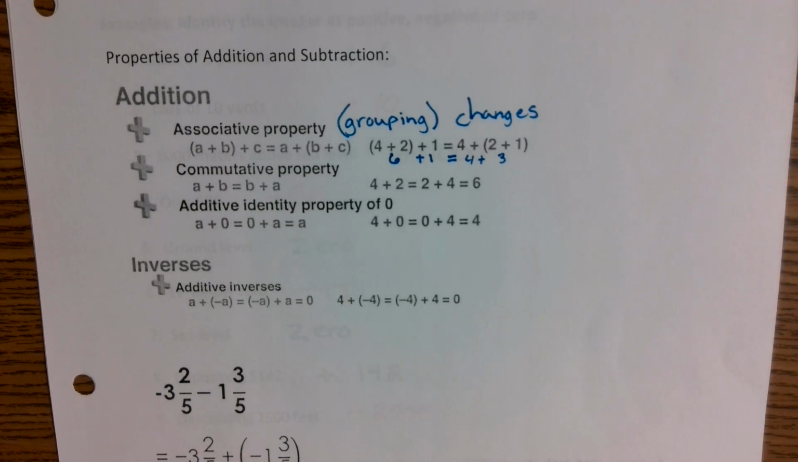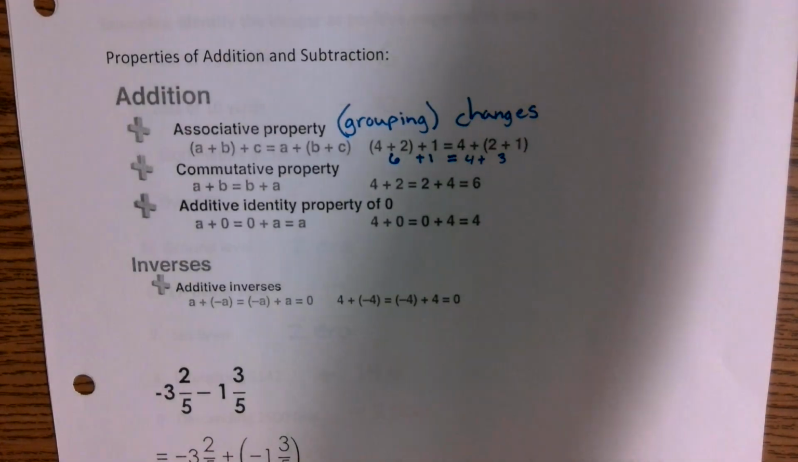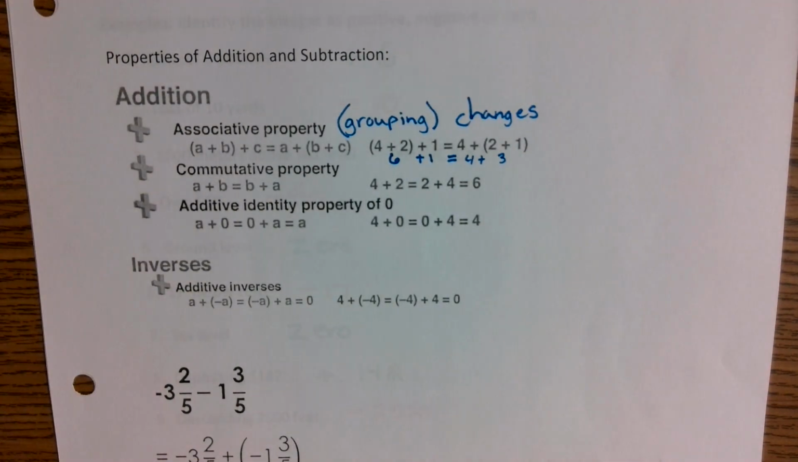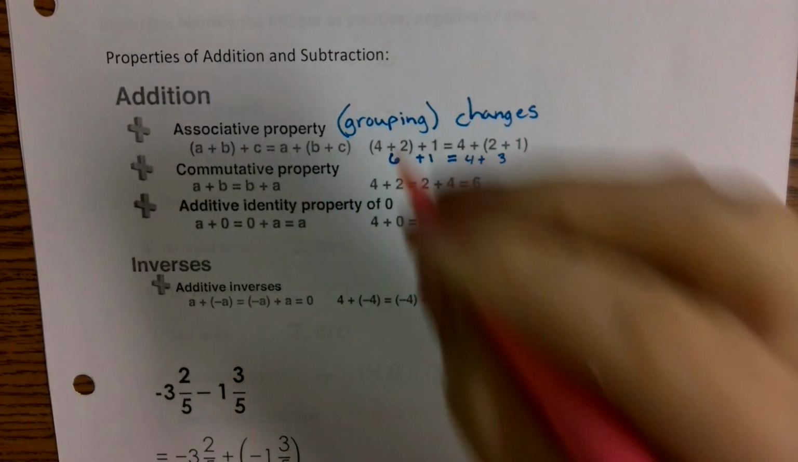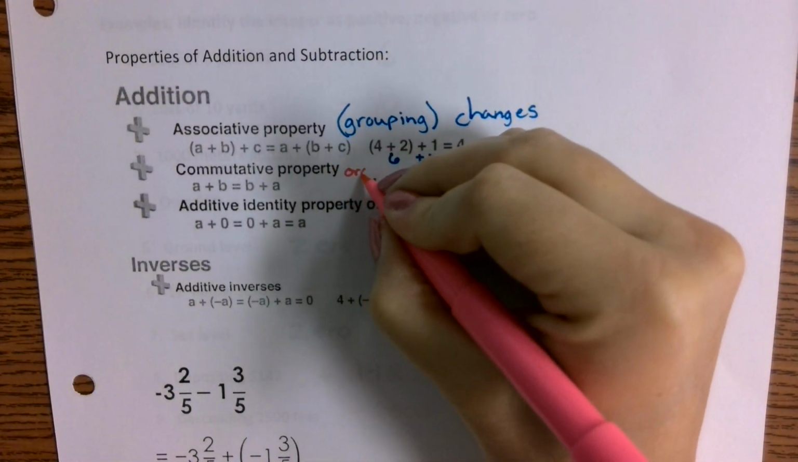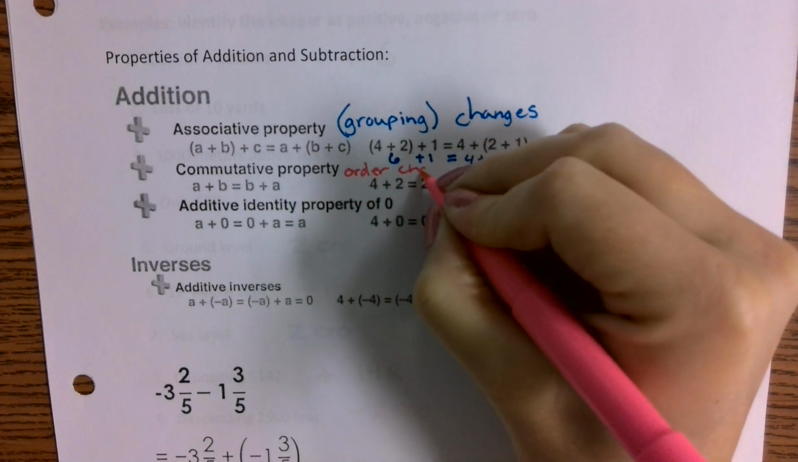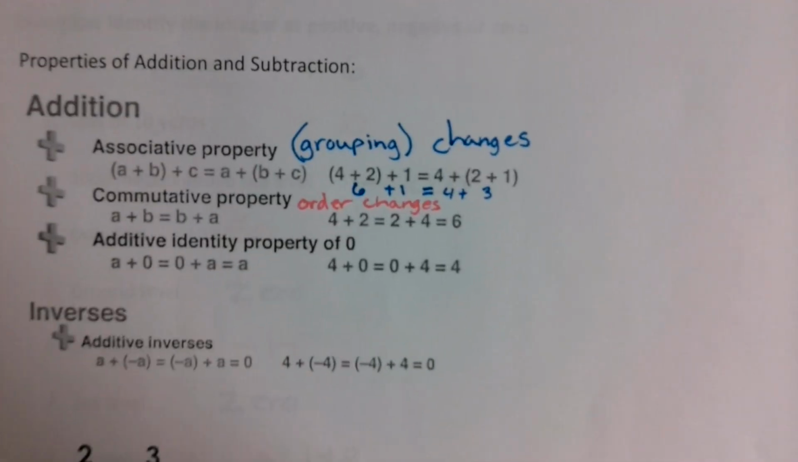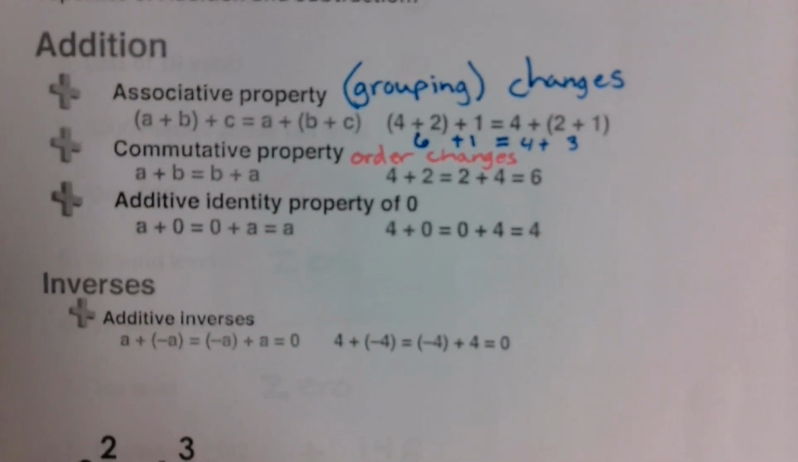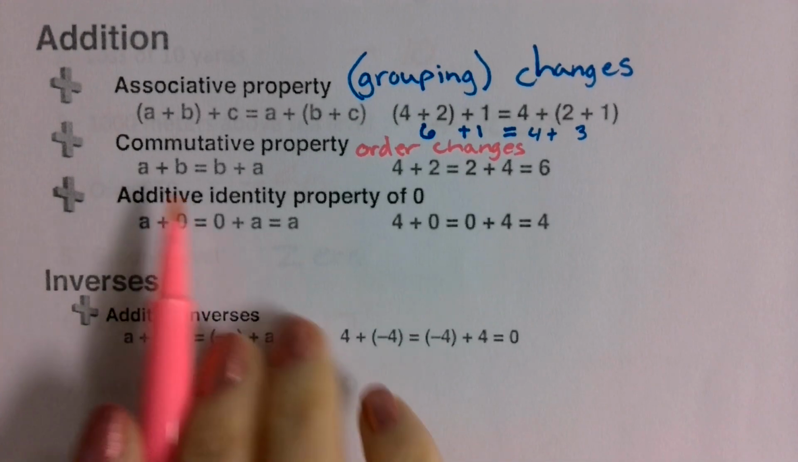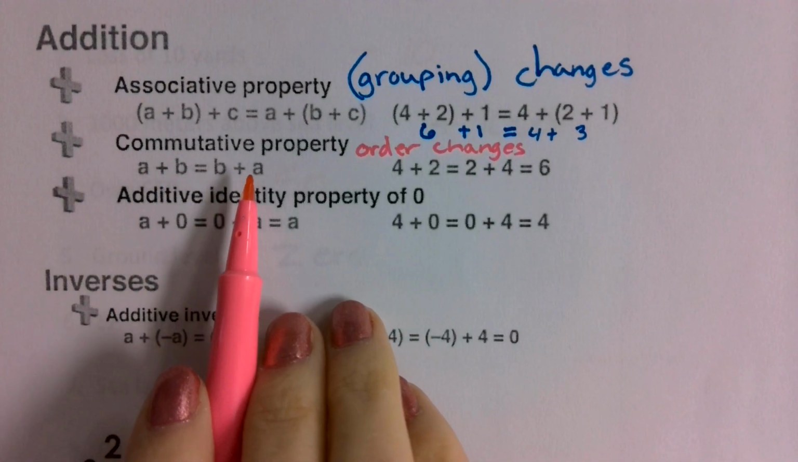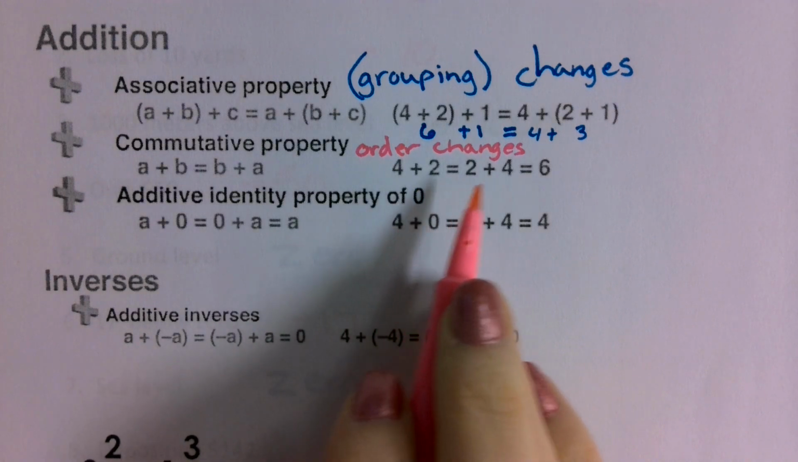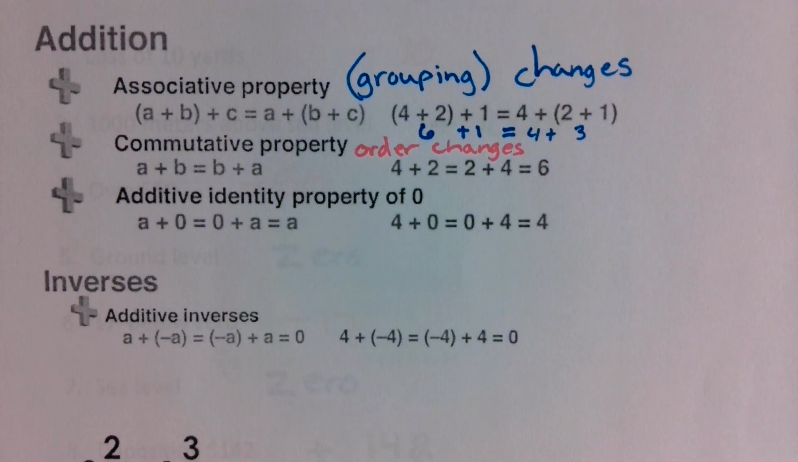Commutative property is going to be focusing on changing the order of your numbers. So commutative property, order changes. You don't necessarily have groups. You're just changing the order of the problem. So A plus B is the same thing as B plus A. 4 plus 2 and 2 plus 4 are exactly the same value. They come out to the value of 6.